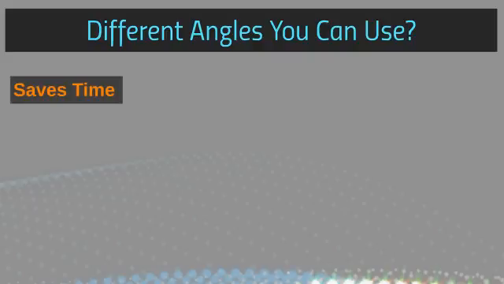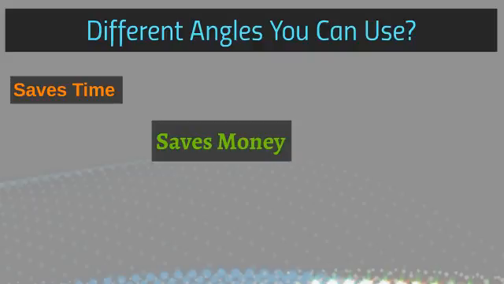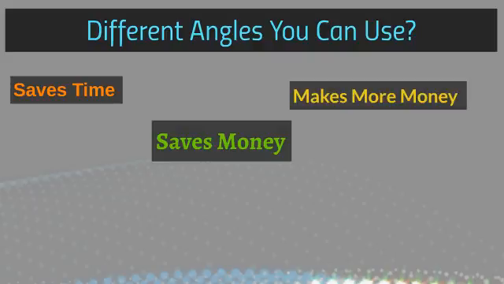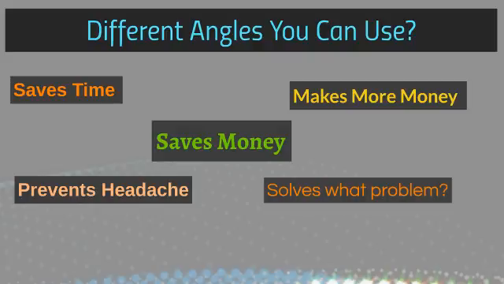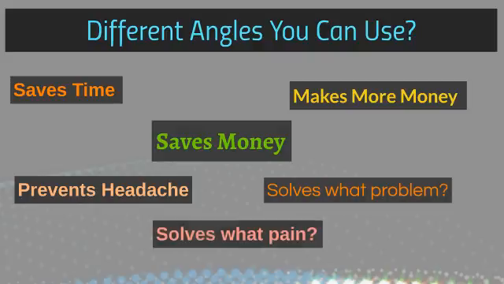Different angles that you can use are, for example, saves time. Your product or service can save time in some form or some way. Or maybe it saves money. Or it makes them more money. Or it allows them to do more with their time. As you can see, these angles can relate to each other. It prevents headaches. What problem does it solve? And what pain does it solve?